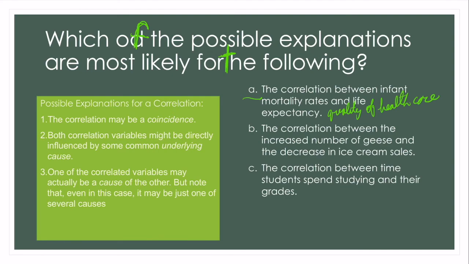Next, the correlation between the increased number of geese and the decrease in ice cream sales. Is that a coincidence? Is that an underlying cause? Yeah, there is going to be an underlying cause. The underlying cause is it's getting colder. So like when fall comes, winter, right? We get all those Canada geese driving us crazy. And ice cream sales decrease. And then C is the correlation between time students spend studying and their grades.